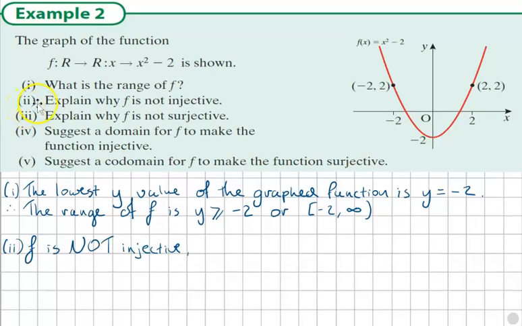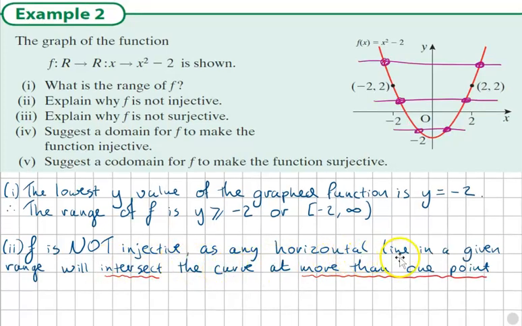Part 2 asks us to explain why f, the function, is not injective. So f is not injective as any horizontal line in a given range will intersect the curve at more than one point. I've drawn in 3 horizontal lines just to show 3 examples of where this curve is intersected at 2 places for each line. So we've 2 points of intersection for the first line, 2 for the second line, 2 for the third line, and so on.